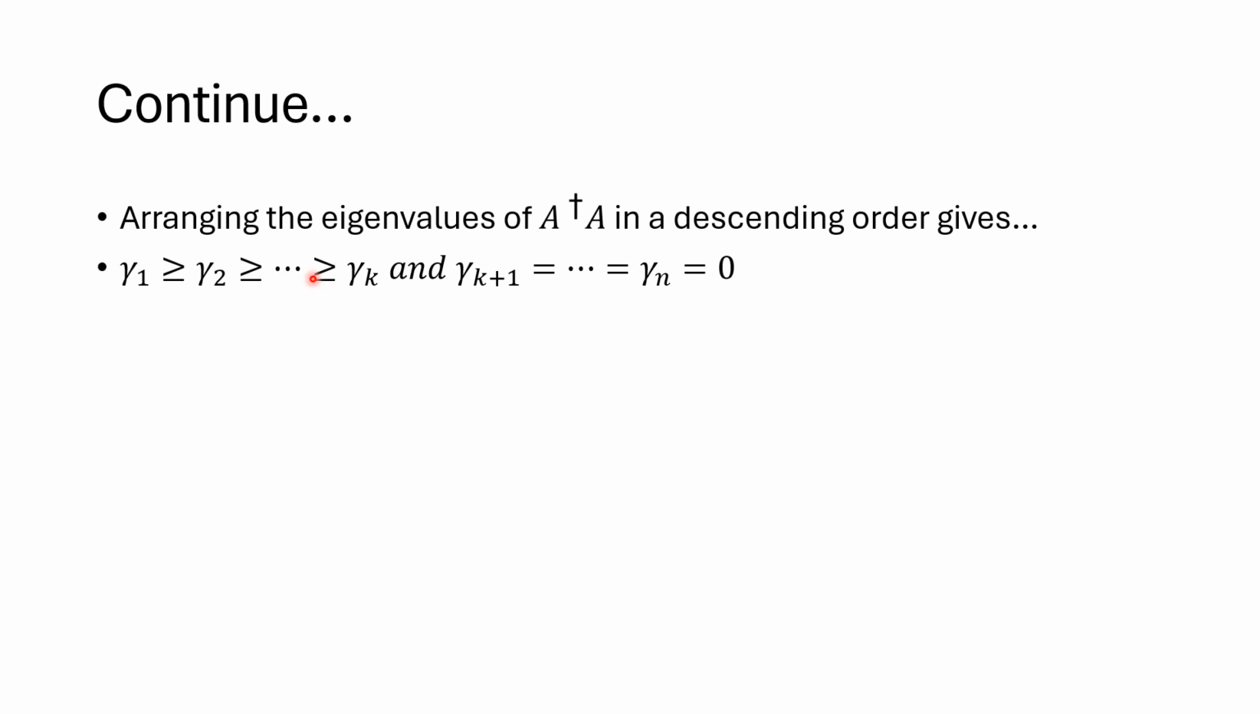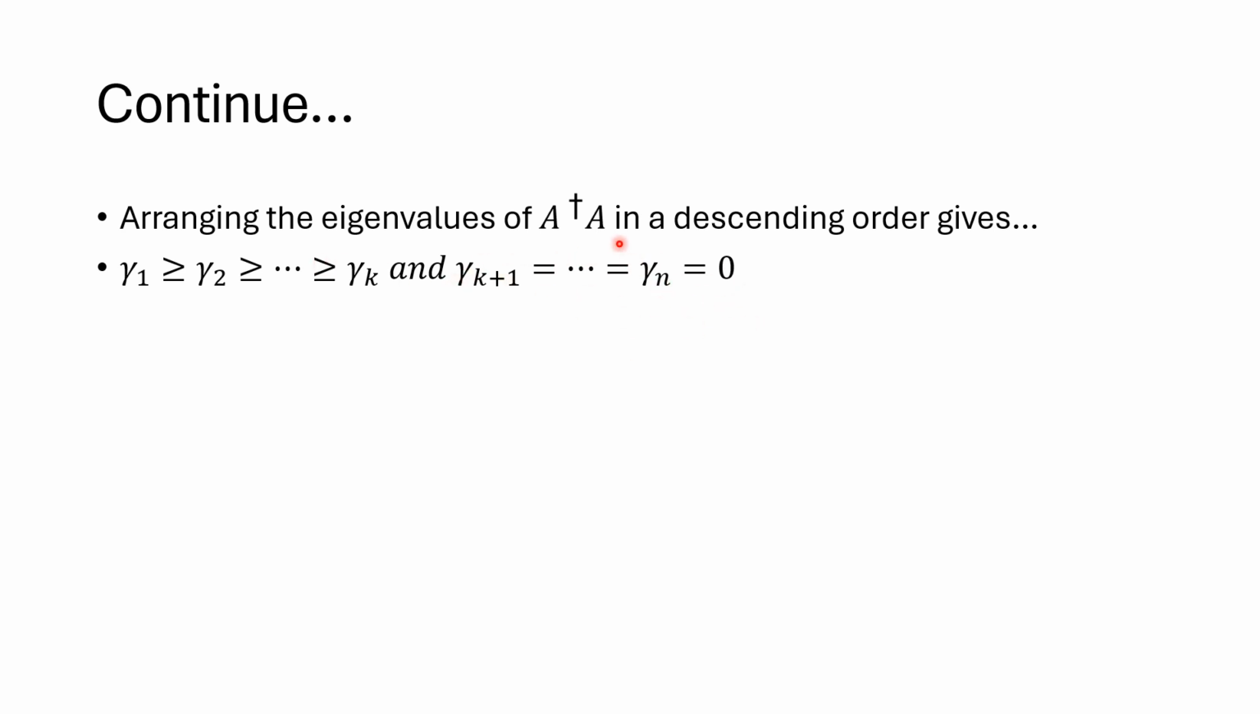So there will exist k number of non-zero eigenvalues, and all these eigenvalues will be positive. It's because the matrix is Hermitian, so all these eigenvalues of A transpose A will be positive. I'm not gonna show you guys how and why they're positive, but just know that all these are gonna be positive. And basically the eigenvalues after the kth eigenvalue, all the other eigenvalues are just going to be 0.